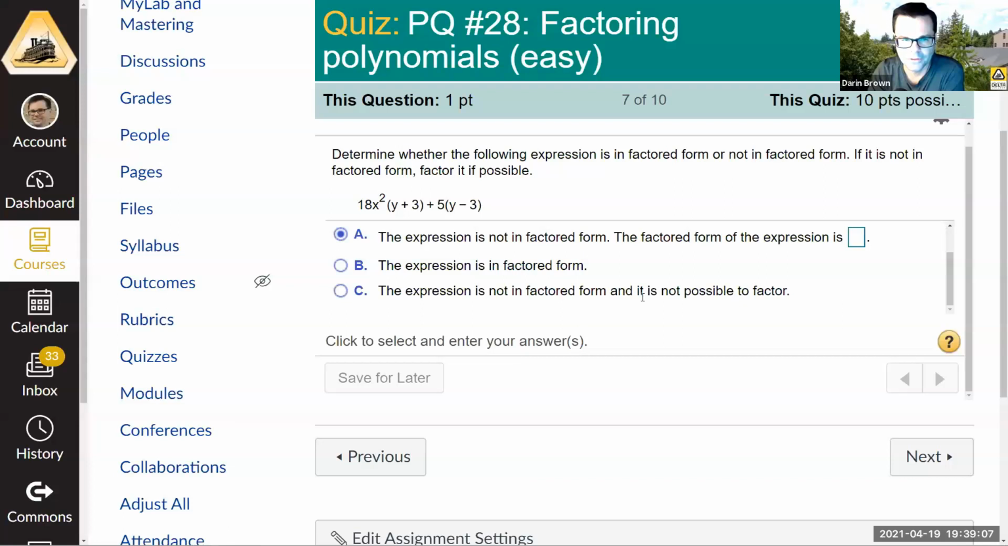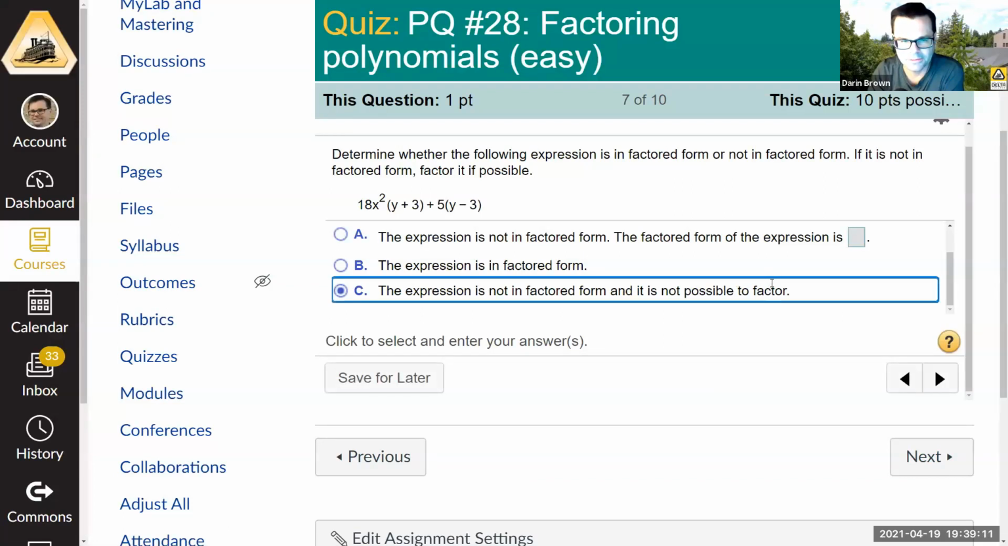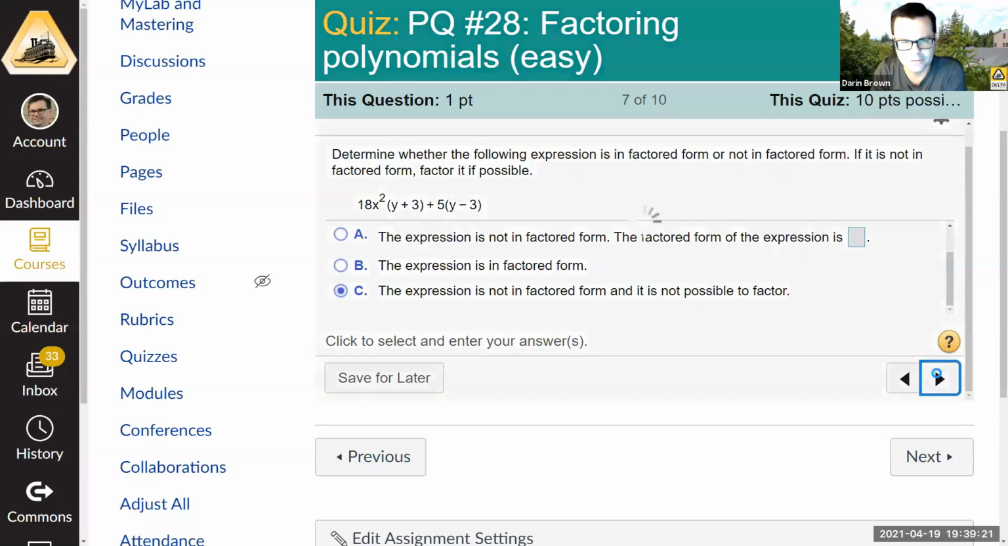Let's go back. Okay, so there's a part C here. It's not possible to factor. It doesn't factor. It doesn't factor by grouping. If you multiply it out, there's 4 terms, but it doesn't factor by grouping. Kind of a dumb problem, I think.